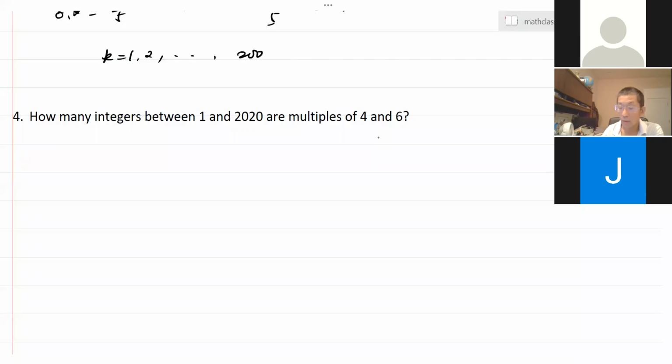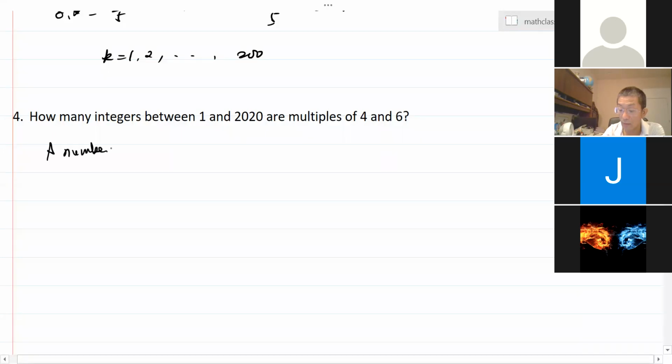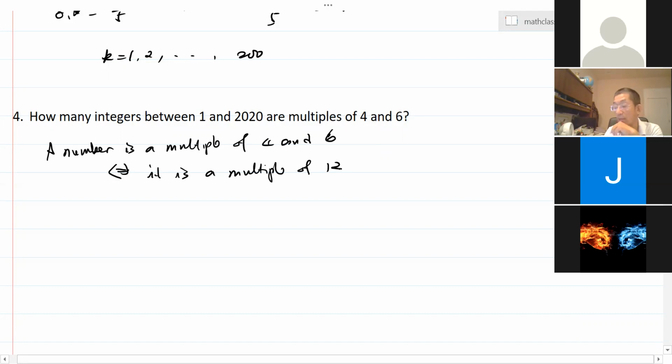Right. So there are two numbers here, 4 and 6. A number is a multiple of 4 and 6 if and only if it is a multiple of 12. 4 and 6 have a least common multiple of 12. Then you do the same. That's 12k, because a multiple of 12 must be in this form, greater than 1, less than 2020. And I'm going to divide both sides by 12.